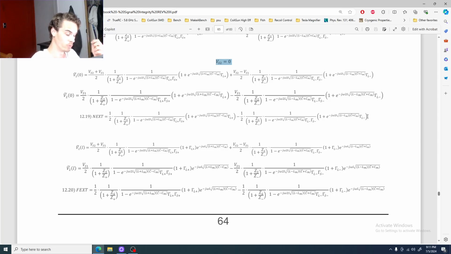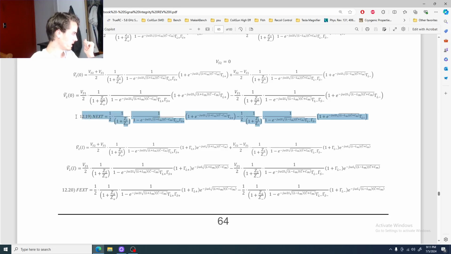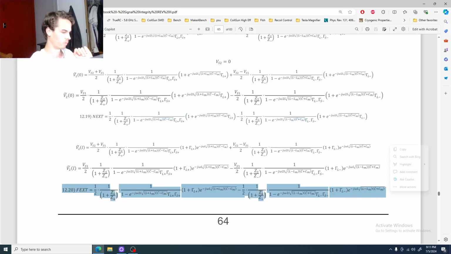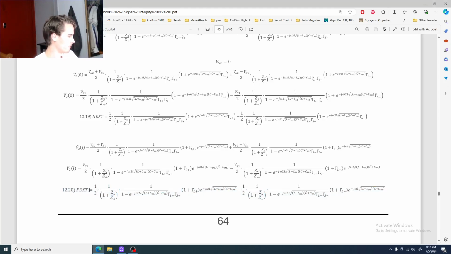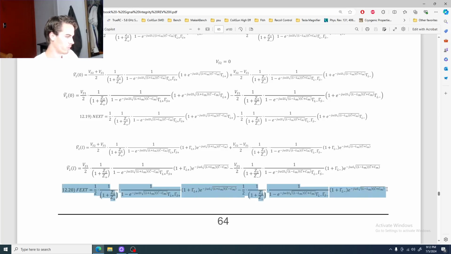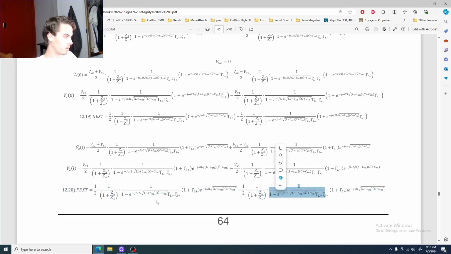So what we will do is look at these and find simpler equations for when the reflection coefficient for the load is 1. We'll do the far end crosstalk first. If we look at the far end crosstalk, we are going to assume that the source reflection coefficient is 0. What that means is that this term right here and this term right here go to 1, and this term right here goes to 1/2.